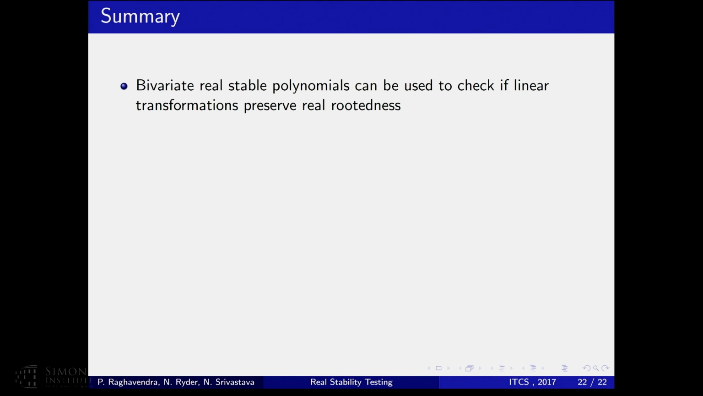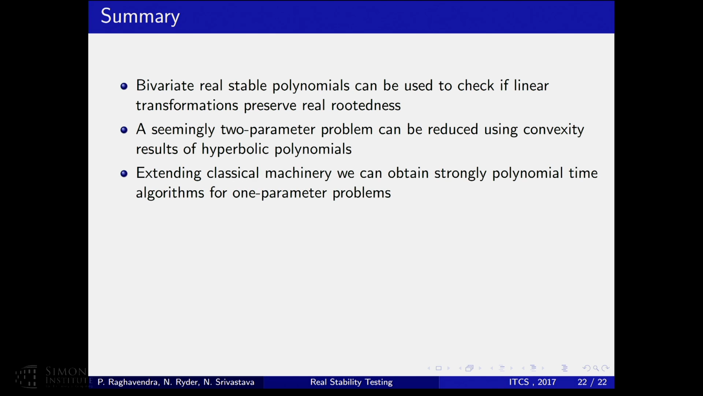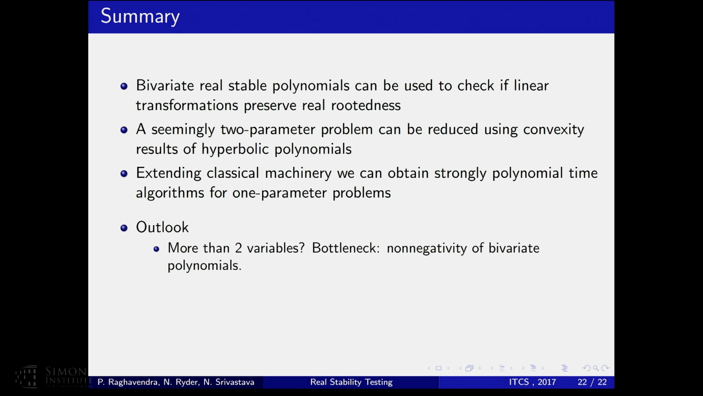So as a summary, bivariate real stable polynomials are nice objects to study. They show up a lot. And one of the key places they show up is that they are equivalent to checking if a given linear transformation preserves real rootedness. The problem a priori is a two-parameter problem, which doesn't lend itself to a strongly polynomial time algorithm. But using convexity results of hyperbolicity, we can reduce it to a one-parameter problem. And we can extend classical machinery like moment matrices or subresultants to then solve this one-parameter problem.